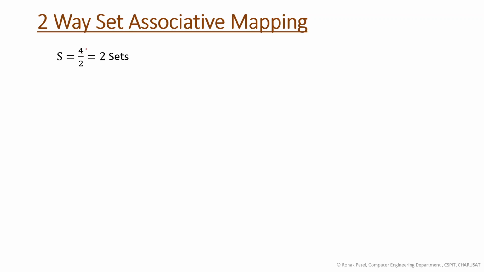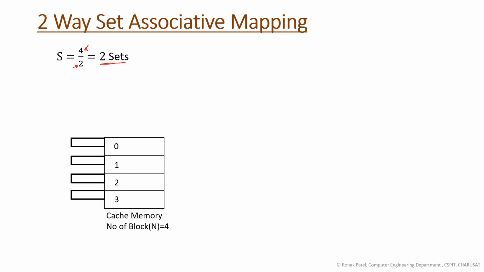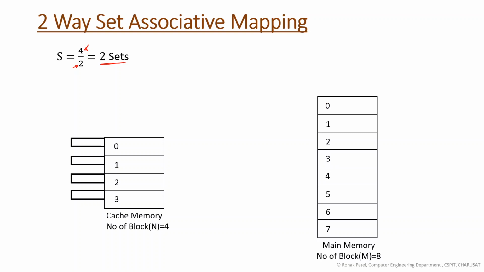So first, how many sets? In our example, the cache memory has 4 blocks, and two-way set associative means 2 blocks per set. So how many such sets can be formed? Two. Main memory, we know, has 8 blocks. Now there are two sets, one set and second set. So blocks 0 and 1 are grouped, and 2 and 3 are also grouped.